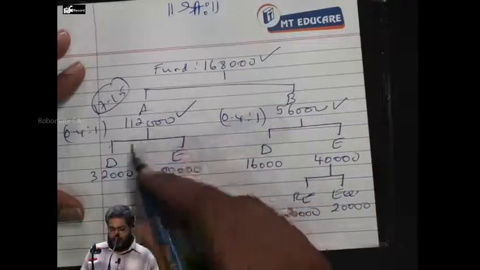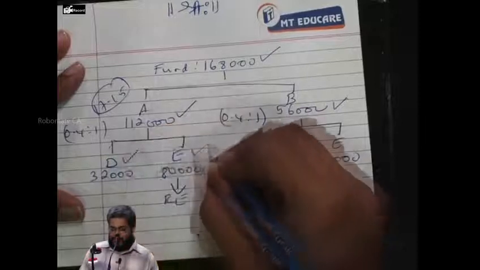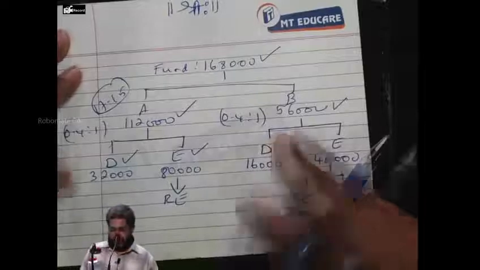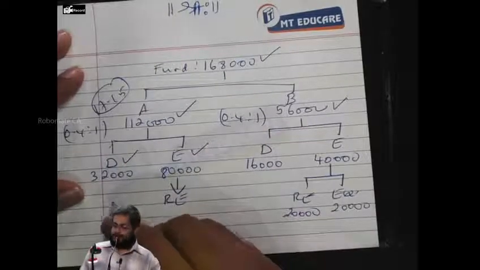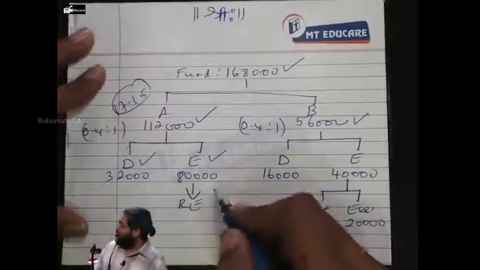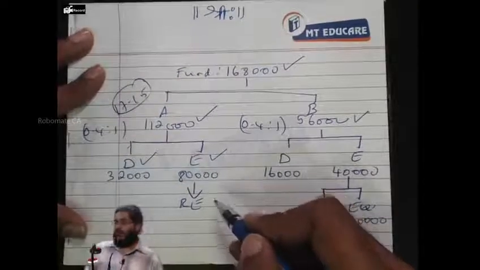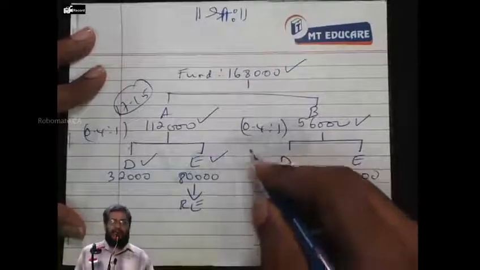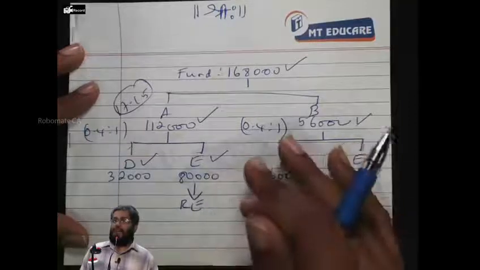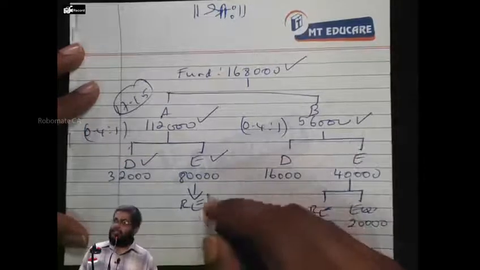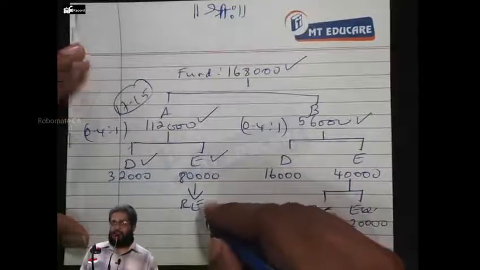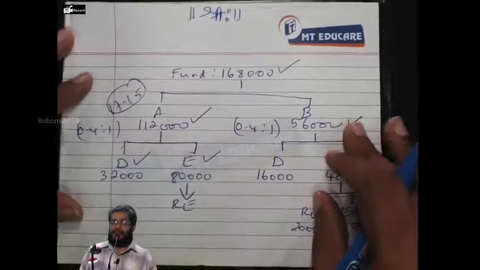A's 1 lakh 12,000 is branched into debt and equity: 32,000 debt and 80,000 equity. This equity can come from two sources, retention and new issue. What is going to be used first? Retention. Write down: this equity is through retained earnings.